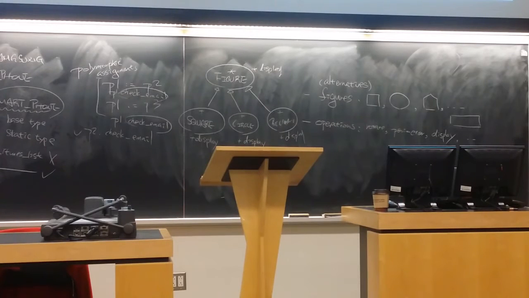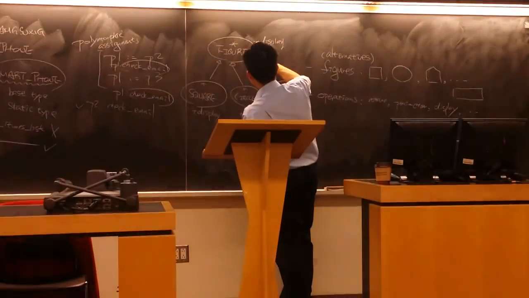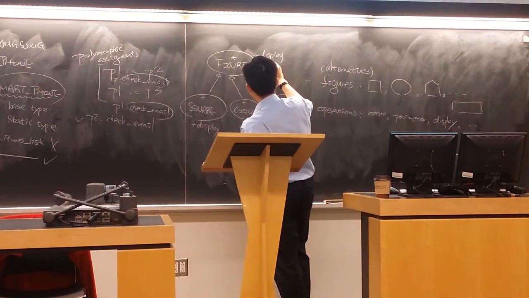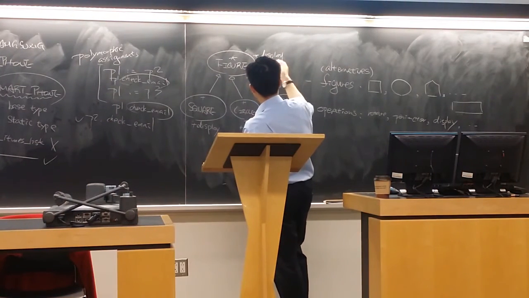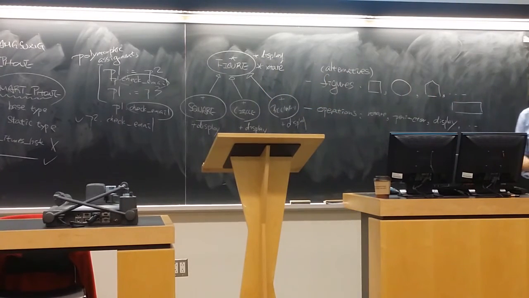Okay. Now, what about the second extension? What if we want to add a new operation to the figure? We have display already. Let's say we want to add a new operation here, say rotate. Now, what's going to be the cost of making such a change? Is it going to affect multiple modules or just one single module?